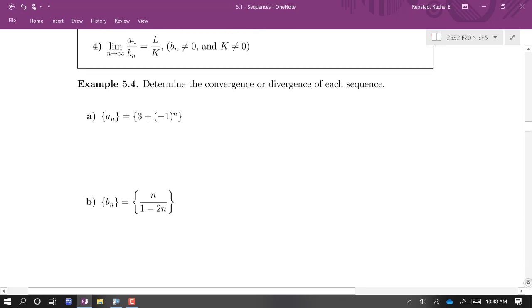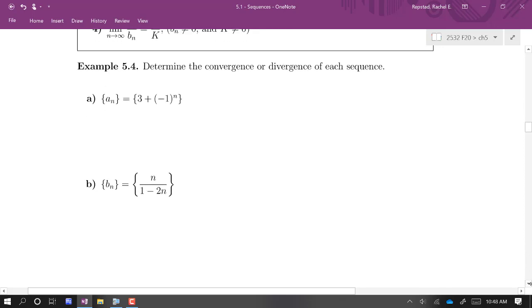So let's evaluate some limits. Let's determine whether or not these sequences converge. Just like we saw when we were looking at improper integrals, we say a sequence converges if it converges to a single value. If it does anything other than converge to a single value, then that sequence diverges.